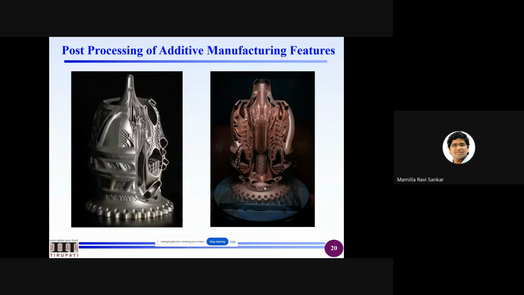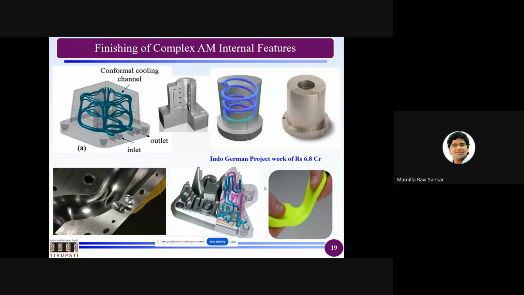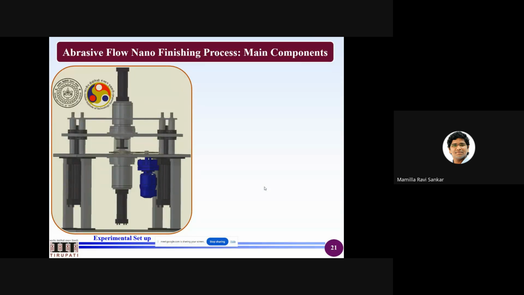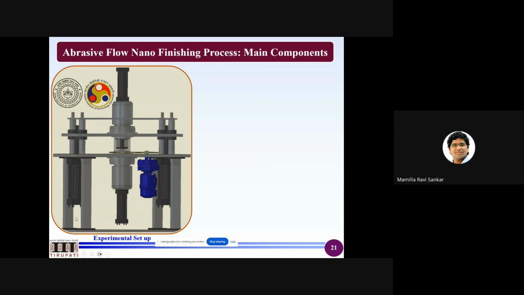Okay, so what I mean to say is that if you can see the complexity of the channels inside, these channels need to be polished. How do you polish? For example, if I want to put diamond particles in water, what will happen? Because of the density difference, the particles will sediment and the finishing will not be uniform. So we developed semi-solid cutting tools, and at the same time we developed the extrude hone setups. So this is an overview of the setup that we have seen here.